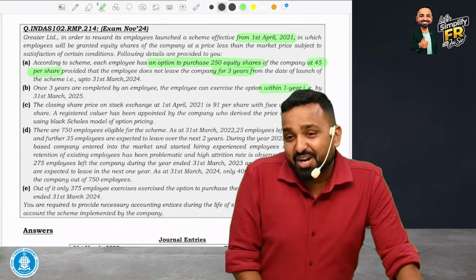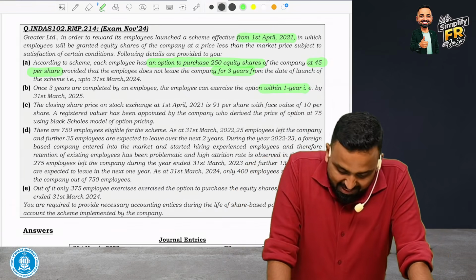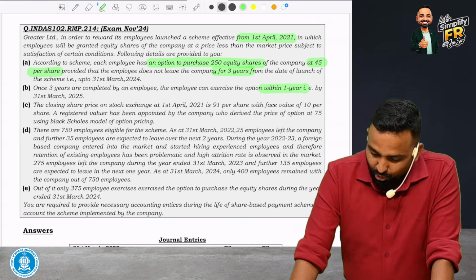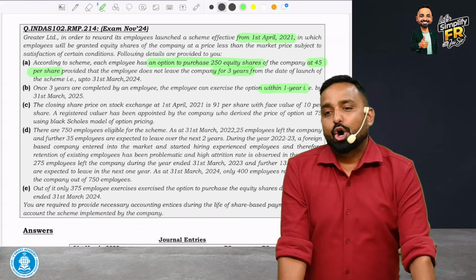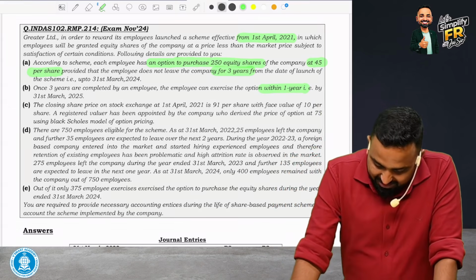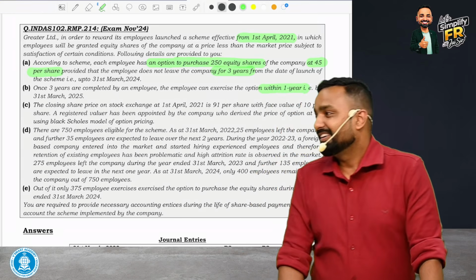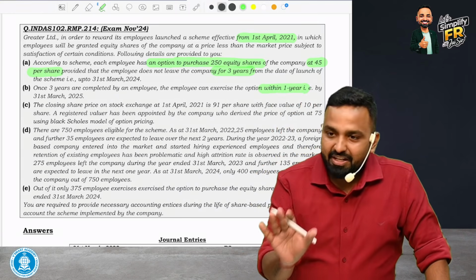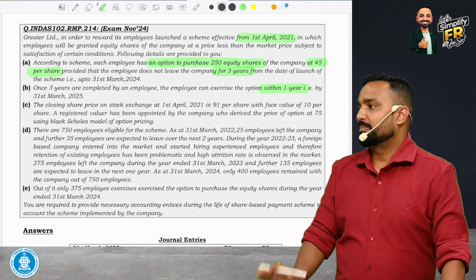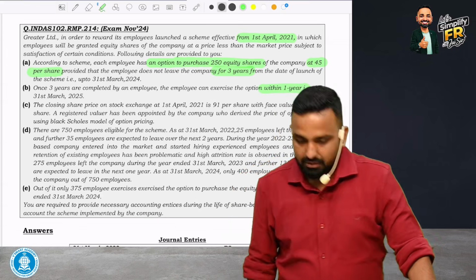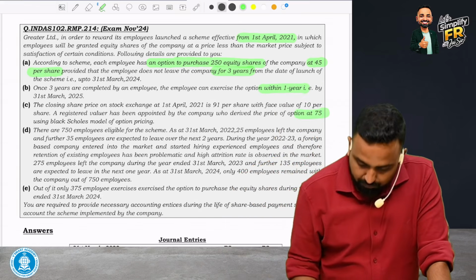A registered valuer has been appointed by the company who derived the price of the option at 75 using the Black and Scholes model of option pricing. Tell me. Don't be in a hurry. Read the question properly. What is the fair value?